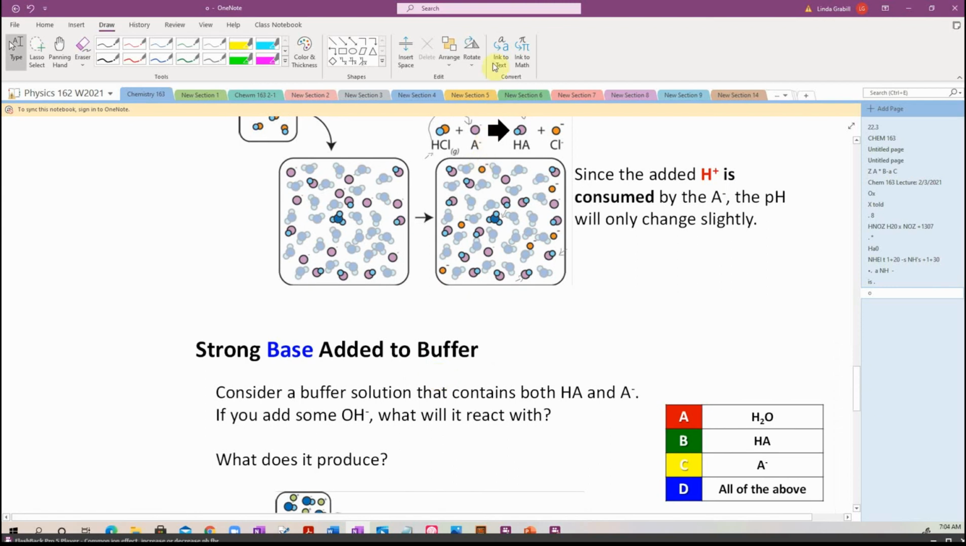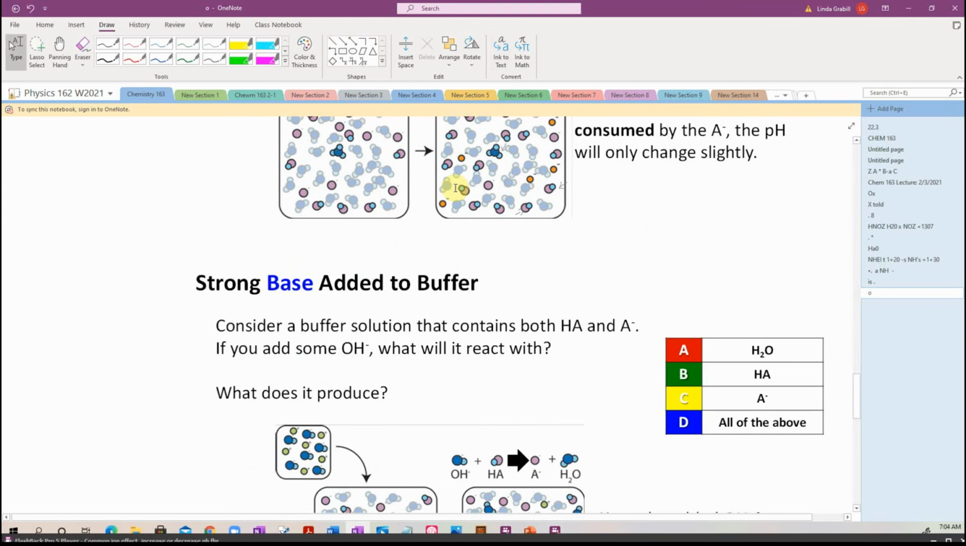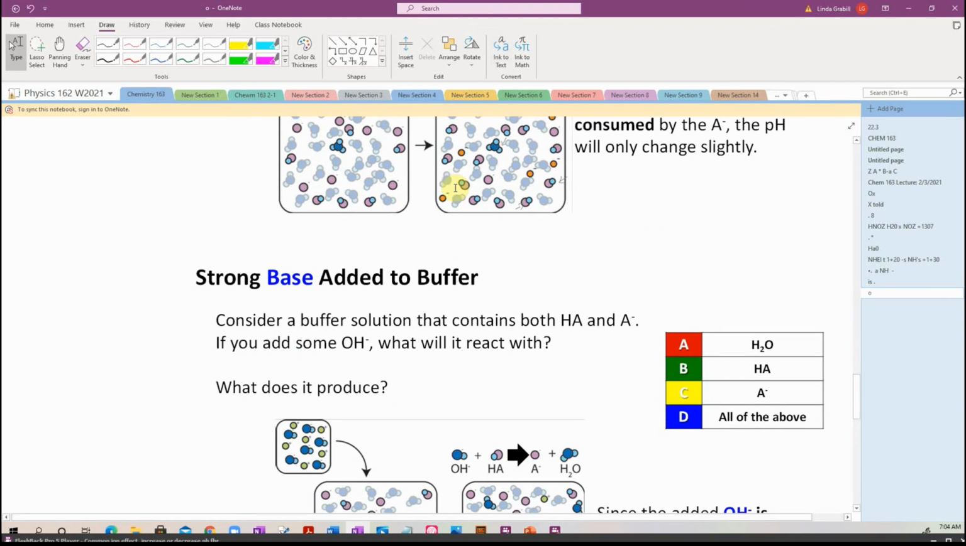So let's come up with an idea for a reaction. I have my OH and my HA. What's going to happen here is my hydroxide is going to suck up one of those hydrogens. And as soon as it does that, I'm producing my conjugate base and water.